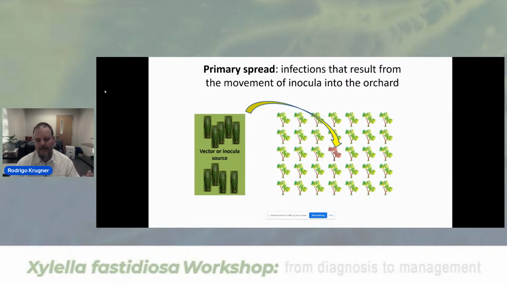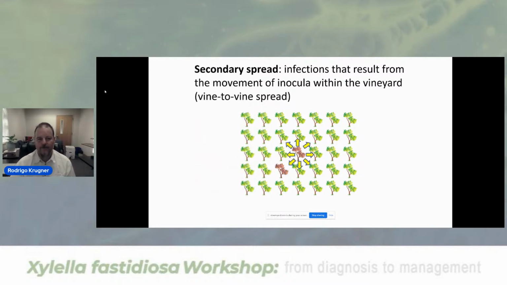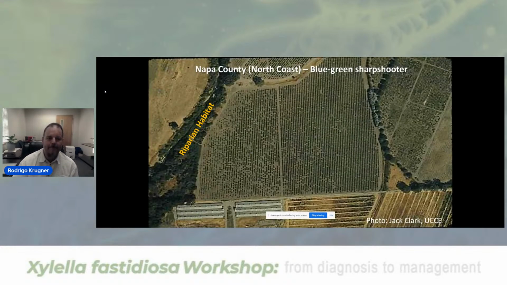If there's enough time for a systemic infection of the plant, that plant can become a source for secondary spread. So then the vectors, they're actually established in a vineyard on the following year. They might be able to spread the bacterium.